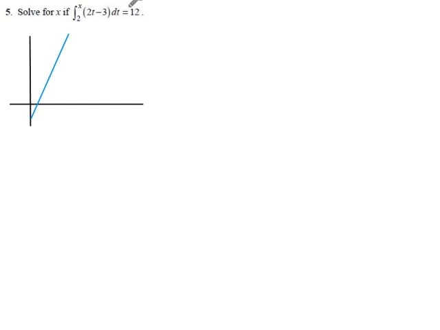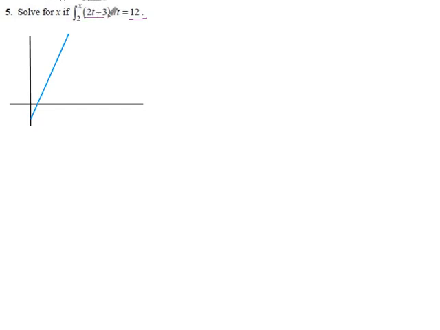Okay, so they give us an integral here, and we get to work backwards because in this case they're telling us we want the integral to come out to 12. And we have to work backwards and figure out what its upper bound has to be. So let's unpack this and figure out what it's telling us.